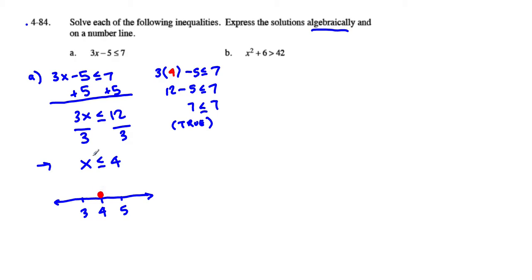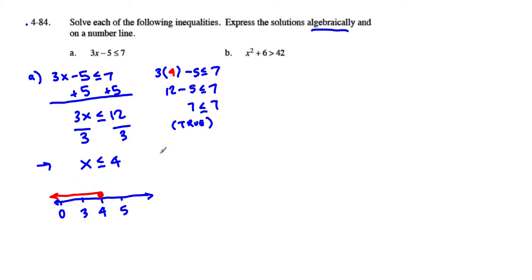Now we're talking about all the values that are less than or equal to 4. So we're thinking about all the numbers that are less than or equal to 4, which means we're talking about all the values on the number line going this direction. How do we check it? Well, let's just choose a point. We know that 3 is to the left of 4, 2, 1. I like to use 0 if 0 is available. That's an easy number to plug in.